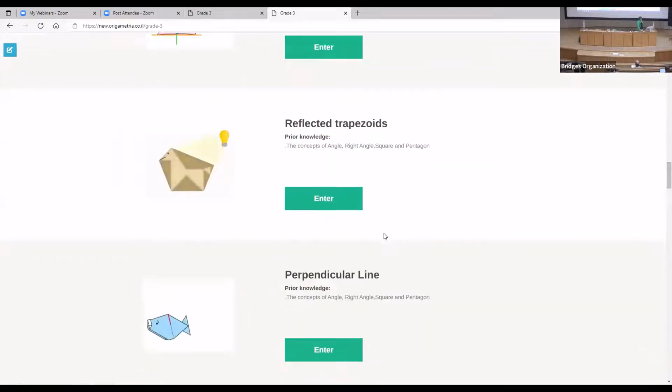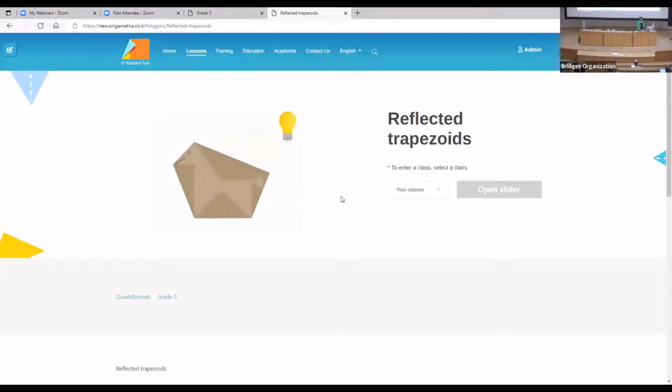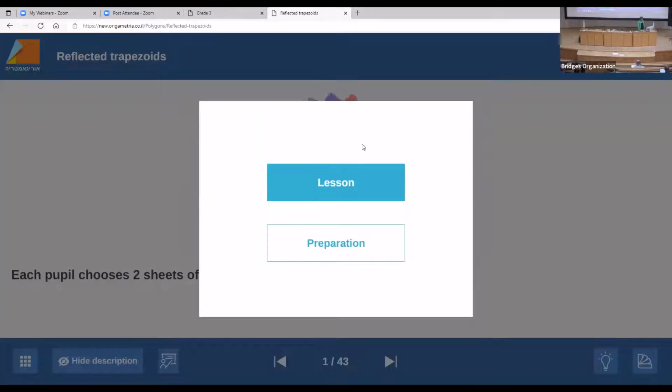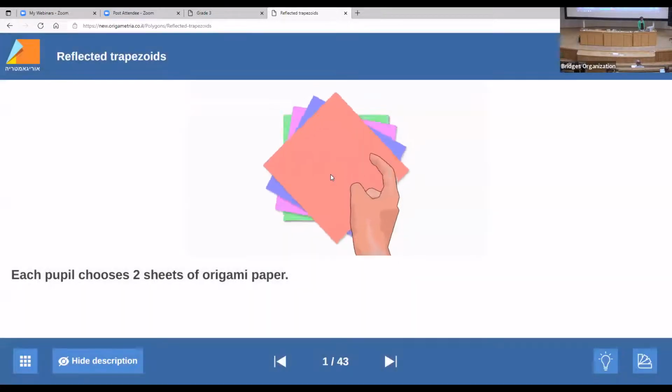So today I'm going to show you a lesson called reflected trapezium. You get 2 papers. You see the result. But when the teacher comes to the class, she opens the lesson, she chooses the class she prepared. It's called Helsinki Miri today. And she opens the lesson. Now, usually she can prepare the lesson and write comments. Maybe she wants to ask them some other question in the middle of the lesson, she can do it in the preparation. But because I already prepared today, I go straight to the lesson.